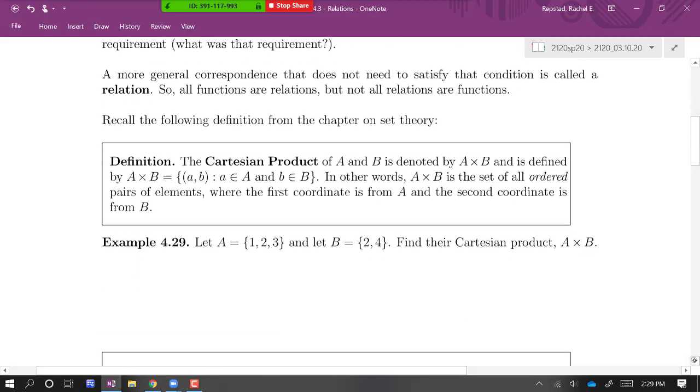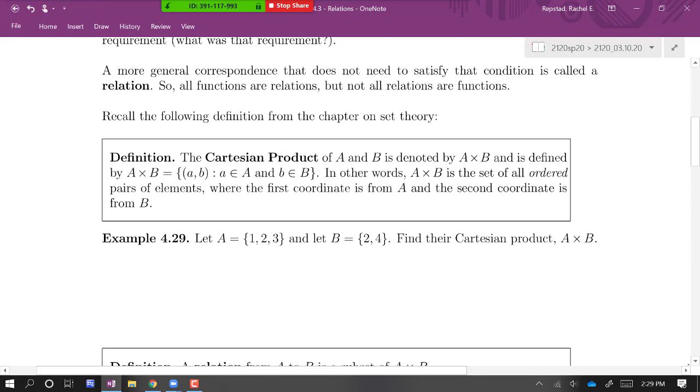And first, we'll start with just recalling the definition of the Cartesian product of two sets. So if I have a couple of sets, A and B, the Cartesian product, A cross B, is just the set of ordered pairs where the first coordinate comes from A and the second coordinate comes from B. The order matters, right? When you say A cross B, that's different than B cross A. So if A is the set 1, 2, 3, and B is the set 2, 4, A cross B, their Cartesian product is a set whose elements are ordered pairs, as long as the first element comes from A and the second element comes from B.